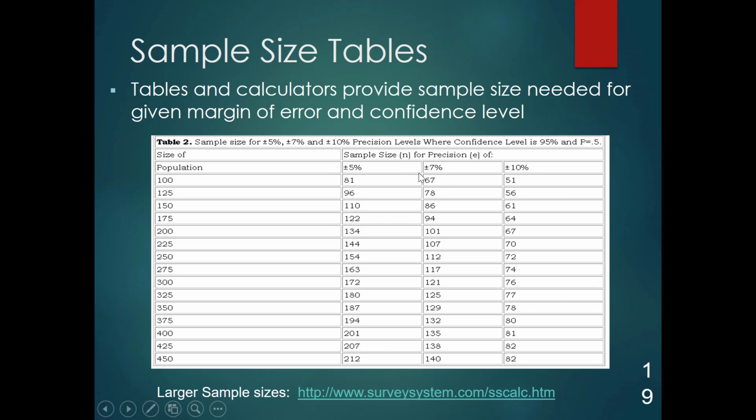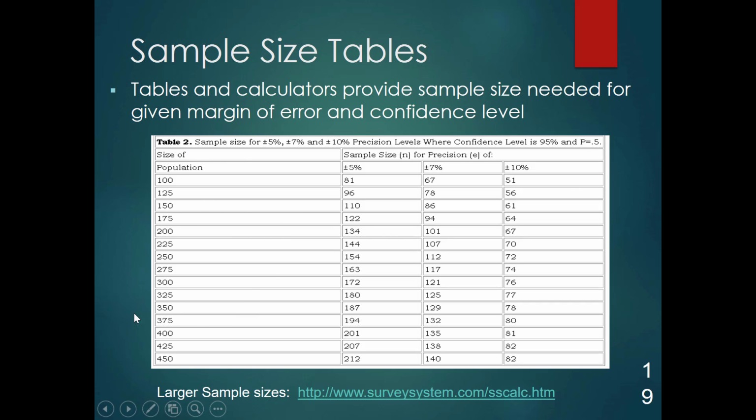If we go higher to a plus or minus 7%, our sample size drops to 67. And if we go higher to 10%, our sample size drops even lower to 51. The stronger our confidence level, the larger our sample size is. If we want to make sure our confidence level is 95%, then we need 81 people in our sample if our population is 100. If we want a confidence level of 90%, then we would only need 51 people if our population is 100. That number changes based on your population size.